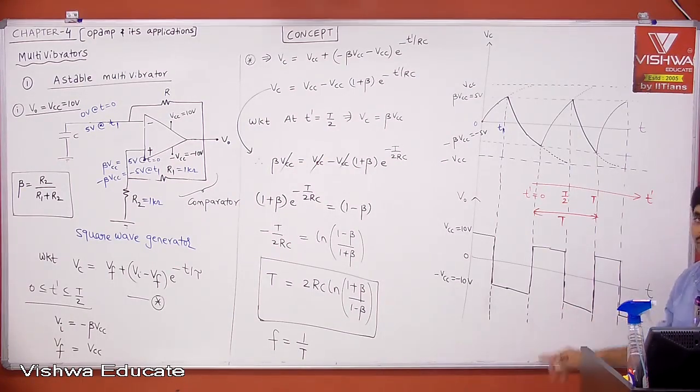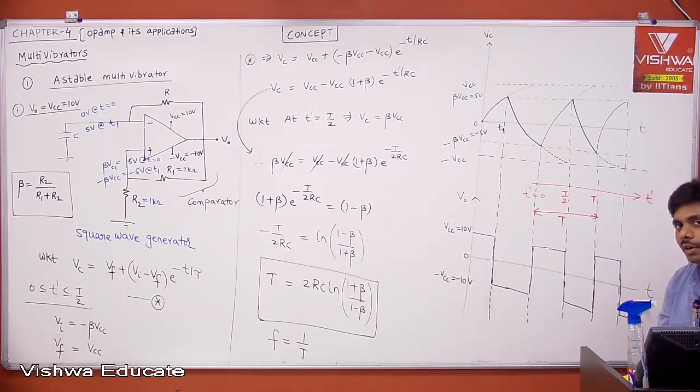If you give the square wave to an integrator, what do you get? Triangular wave. Therefore, whatever you want, you can get it. Square wave, we can get it. Triangular wave, we can get it. Sawtooth waveform also, we can get it. That we will see from the 555 timer. Whatever type of waveform you want, we can get it.